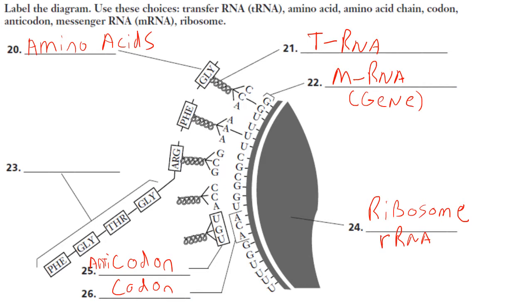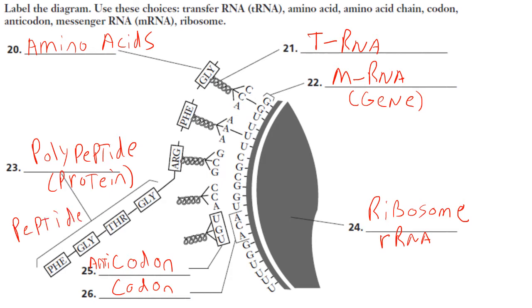The anticodon has to match the codon through its corresponding bases. A bonding with U, G with C, and A with U. And together, this would be a polypeptide, or a protein. A string of 100 to 6,000 amino acids bonded together by peptide bonds.